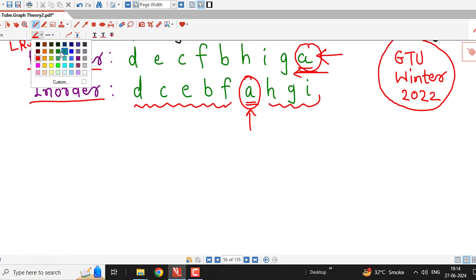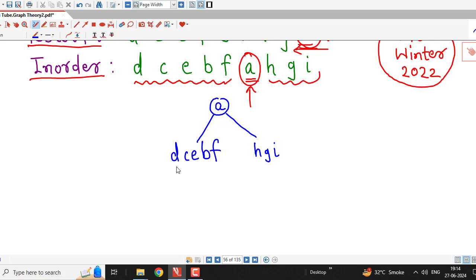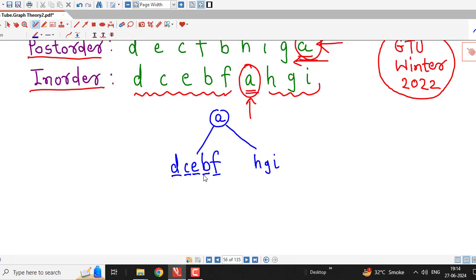Now first I will start with this vertex A. So let me write capital A here. A is the root of the required binary tree. To the left we have D, C, E, B and F, and to the right we have H, G and I. Now I will search in post-order which of these vertices appears first if I go from right to left in post-order.